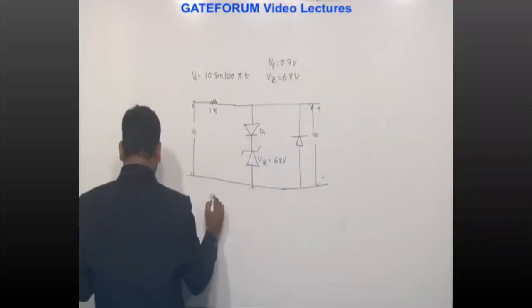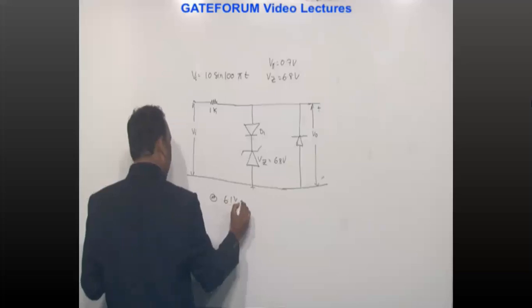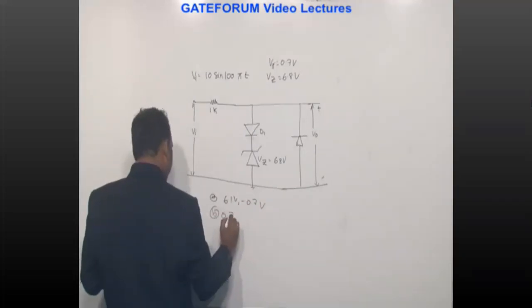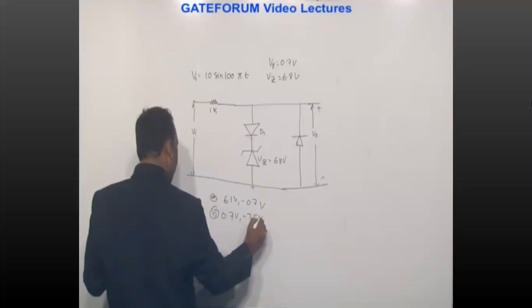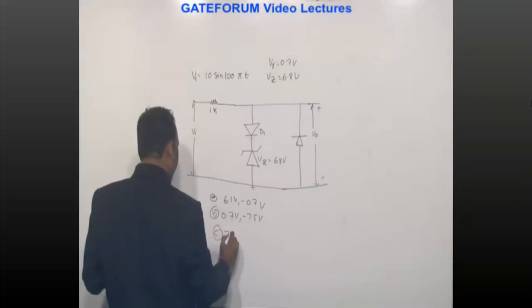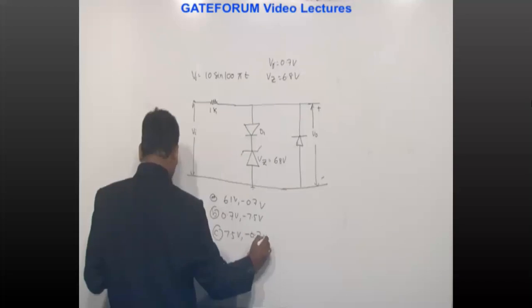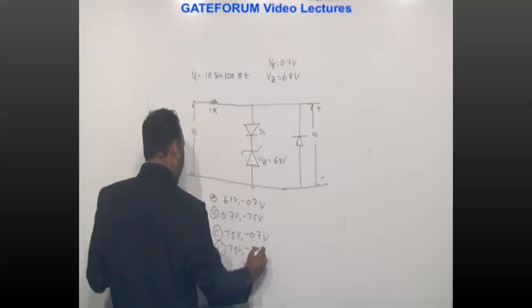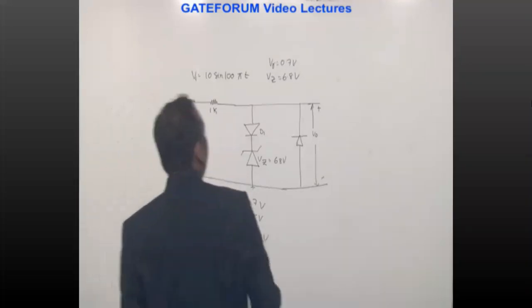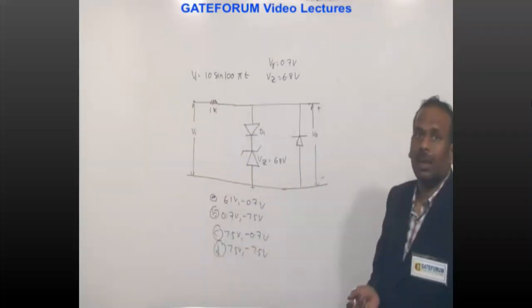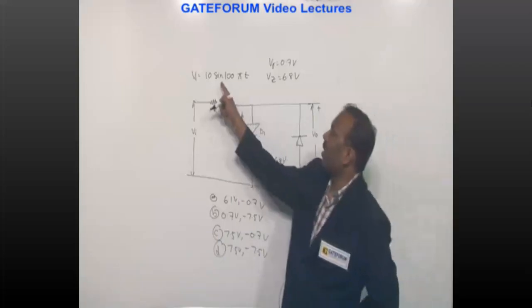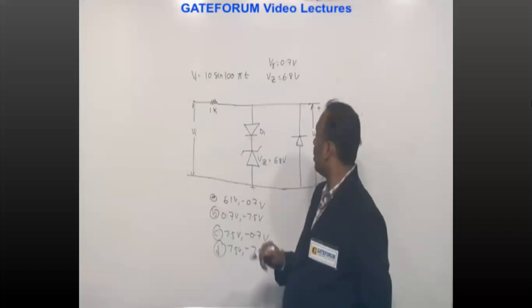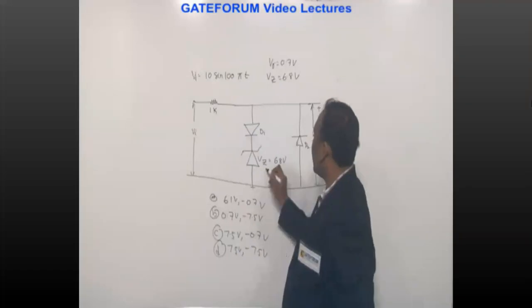The options are: option A, maximum value 6.1 and minimum minus 0.7 volts; option B, 0.7 volts and minus 7.5 volts; option C, 7.5 volts and minus 0.7 volts; option D, 7.5 volts and minus 7.5 volts. Okay, how to proceed for this one? Here he is given 10 sin 100 pi t. This is diode D1, here diode D2, here the Zener diode.